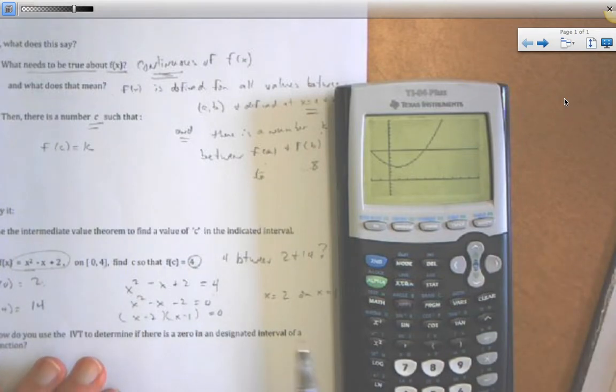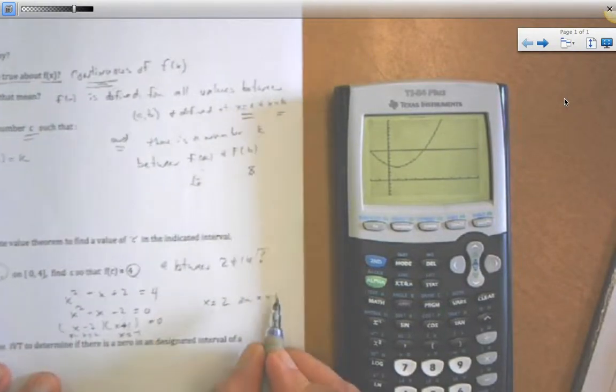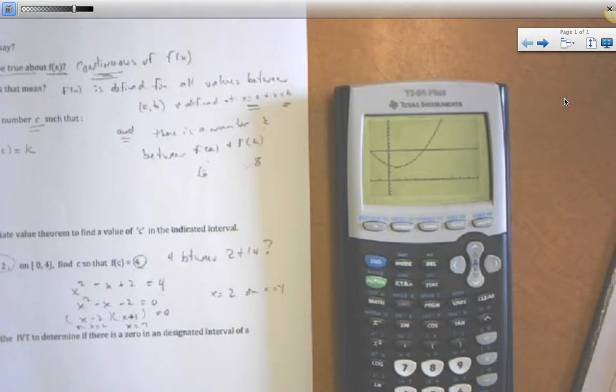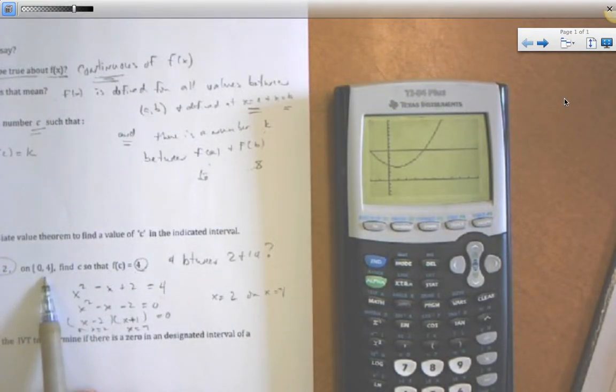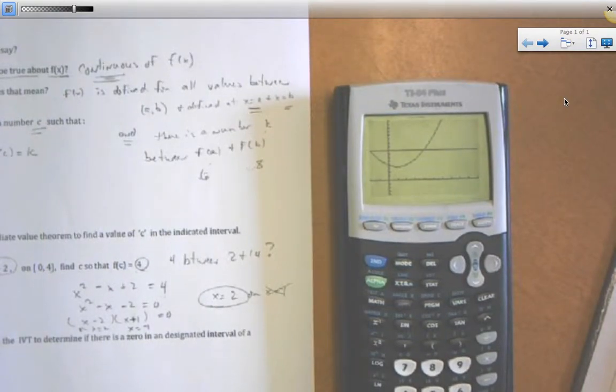So it looks like I factored incorrectly. Let me go back and correct my work. You probably picked up on it. So this should be a plus here. So x equals -1 or x equals 2. Good thing we checked it. All right. So is -1 in the interval between 0 and 4? No, it's not. So I cannot let it equal -1. So the only value for c is going to be x equals 2.